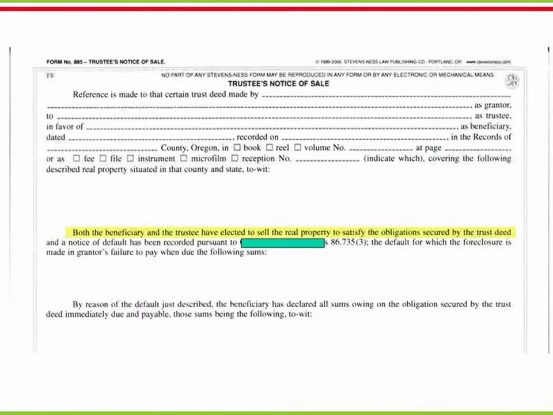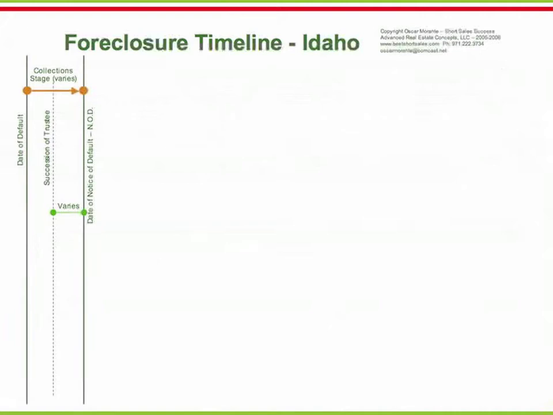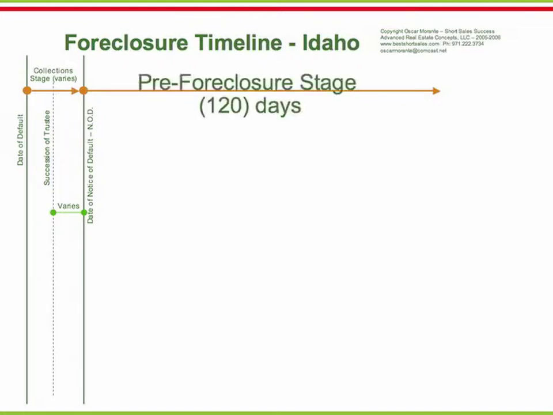In summary, it says that the beneficiary and the trustee have elected to sell the property in order to satisfy a debt. Once the notice of default has been recorded, the property will enter what is known as the pre-foreclosure stage. In Idaho, the pre-foreclosure stage takes a minimum of 120 days. Usually, trustees pad that minimum time with an additional 10 to 20 days to ensure there is plenty of time.